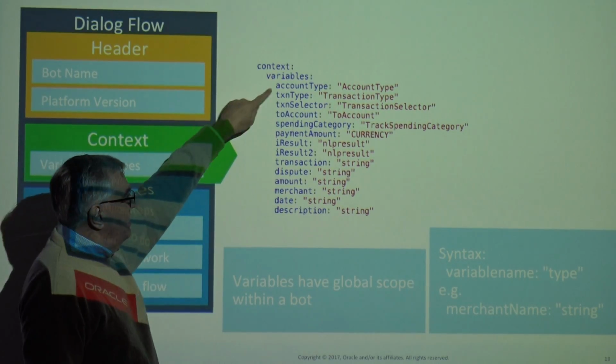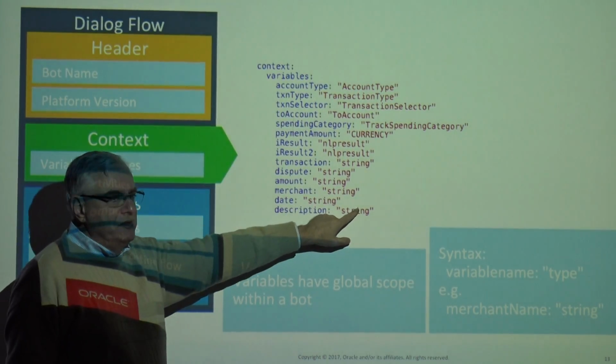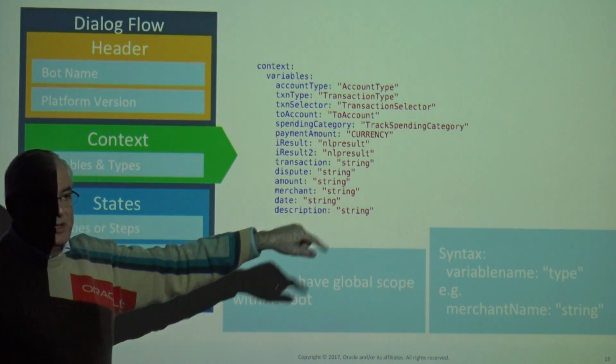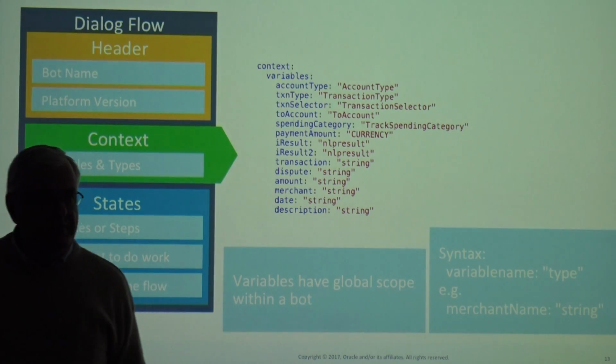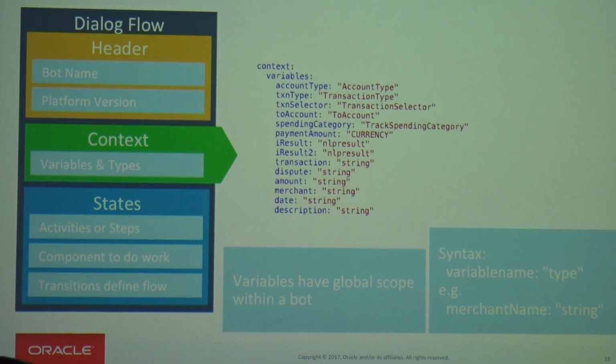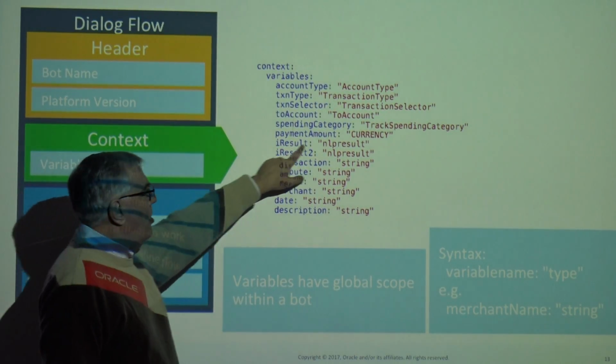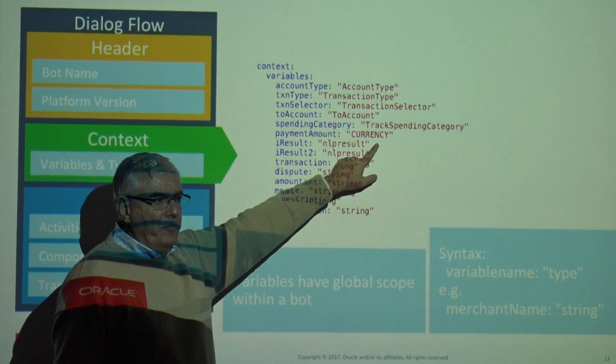And there are standard types, so they can be primitives, string, number, int, or you can base them on an entity itself.